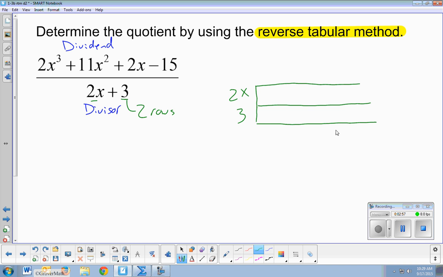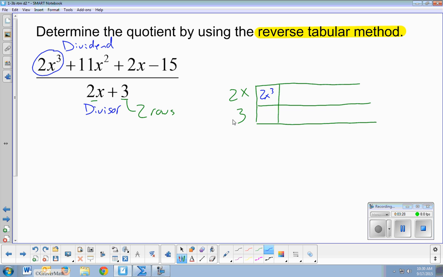How many columns? Again, there is a way to tell. Real quick, I'll tell you that it's this exponent minus this exponent plus 1. But I wouldn't really worry about it. Let the problem show you how many columns. So let's just start off with 1 column for now. The divisor goes on the left of your rows, and that's how you tell how many rows there are. The first term of the dividend goes in your top left box, 2x cubed.